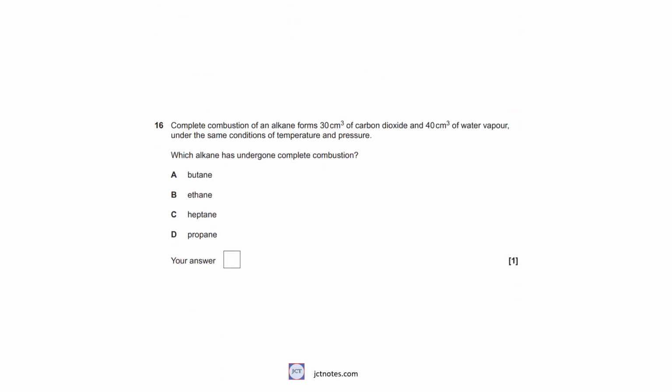In question 16, we have the complete combustion of an alkane, forming 30 cubic centimeters of carbon dioxide and 40 cubic centimeters of water vapor, both measured under the same conditions of temperature and pressure. We are asked to find the alkane from the list given. We have that the proportion in volume of carbon dioxide to water is 30 to 40, or 3 to 4. As both gases are under the same conditions, this proportion is also valid for the number of moles.